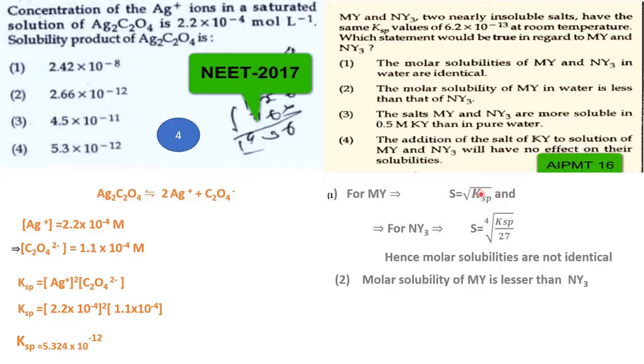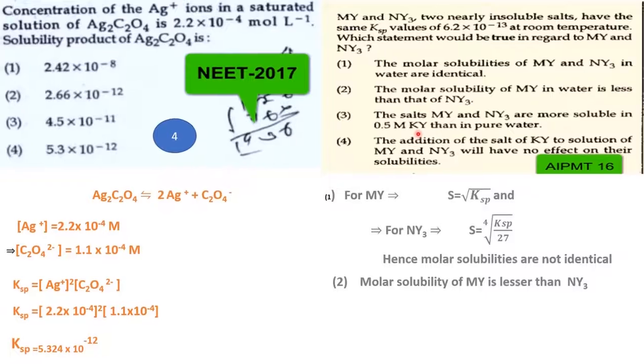And which one has a greater value? For NY3, the S value is greater when compared to MY. The molar solubility of MY is lesser than NY3. The molar solubility of MY in water is less than NY3. So statement 2 is correct.